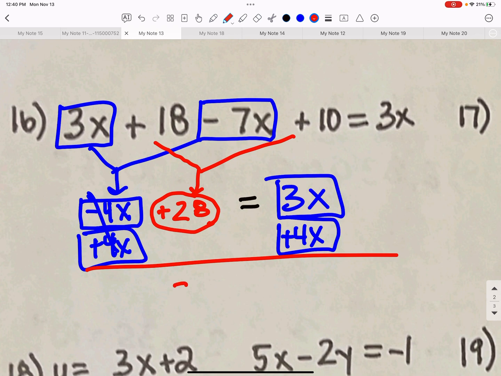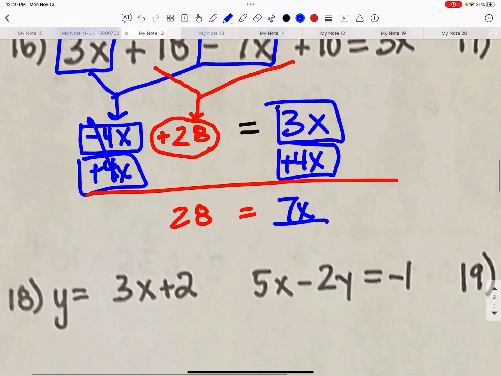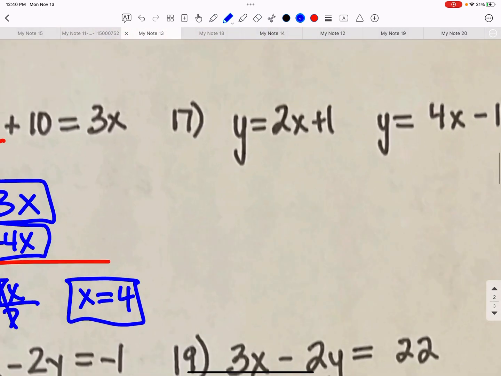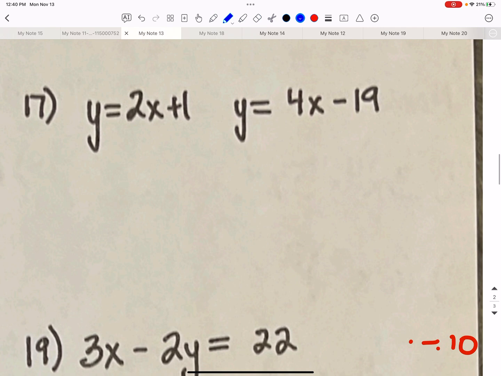And 28 equals 7x. We divide by 7, and x equals, top versus bottom of 7, x equals 4. All right, number 29, or no, sorry, 29.